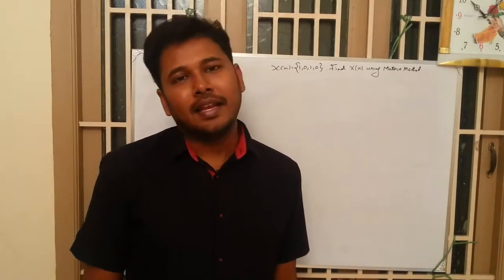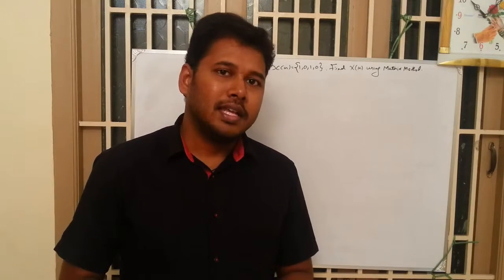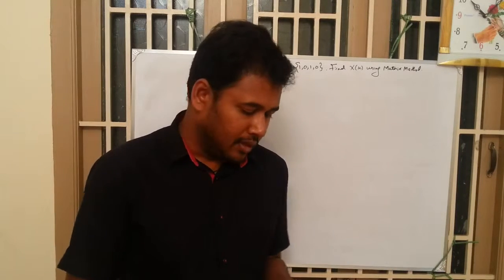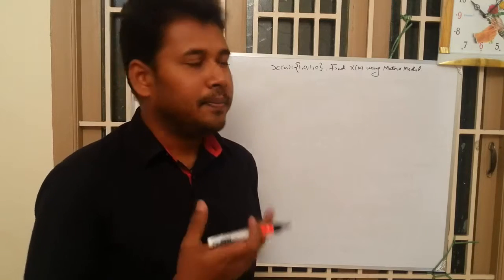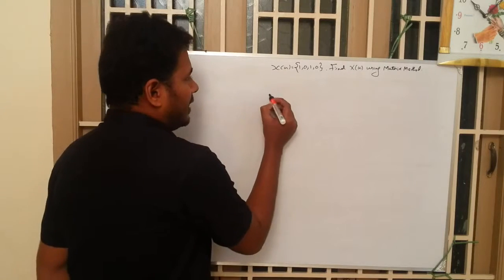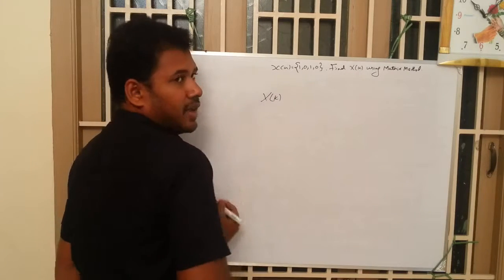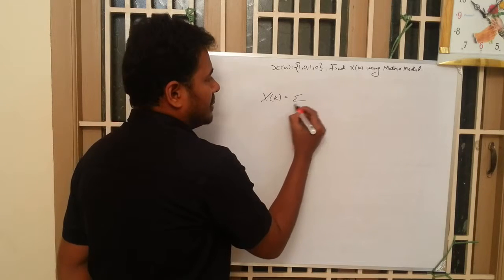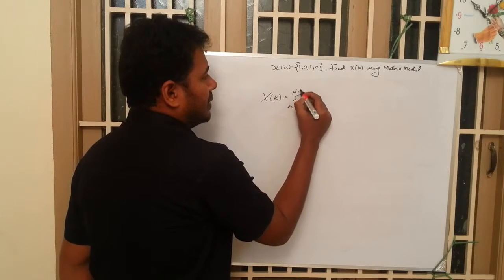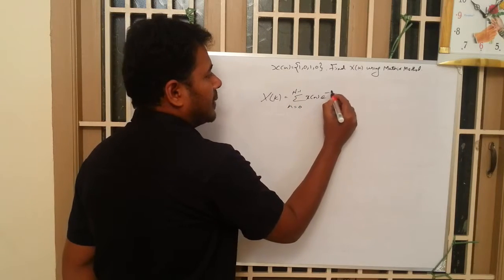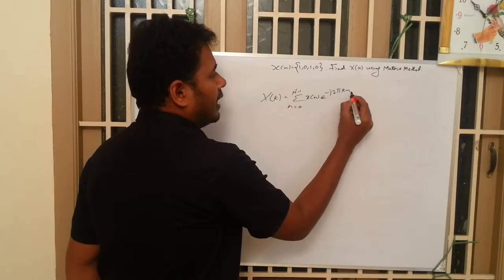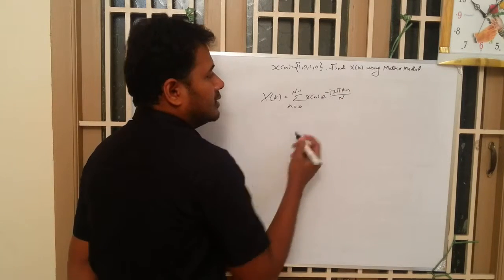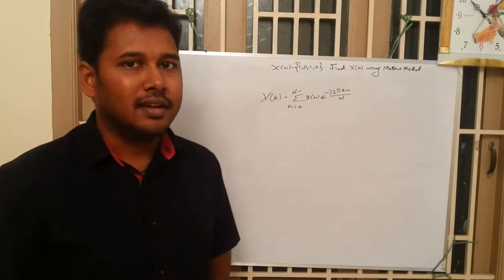In this video, let us see how to solve DFT using matrix method. So we already know the formula for direct method, that is for finding DFT, X of k is given as X of k is equal to summation n equal to 0 to N minus 1, x of n into e power minus j 2 pi kn by N. This is the formula to find DFT using direct method.